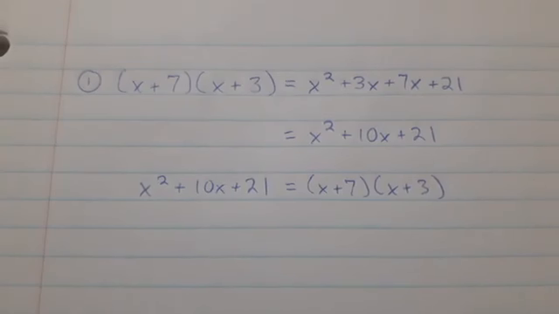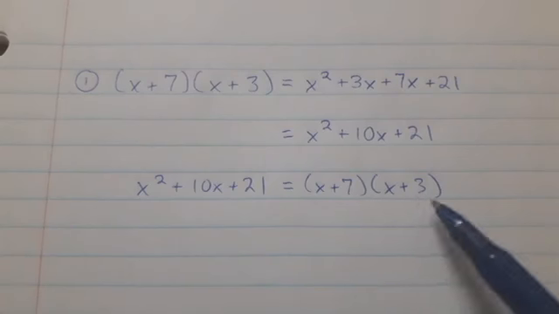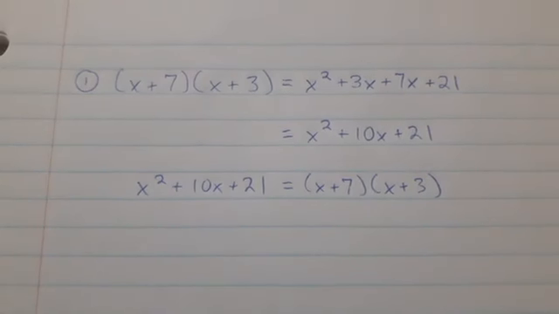I want you to pause the video and try and think about that for a second. If we're looking at a 10 and 21, where can we get a 7 and 3? Pause the video right now, think about it, and come back when you have an answer.